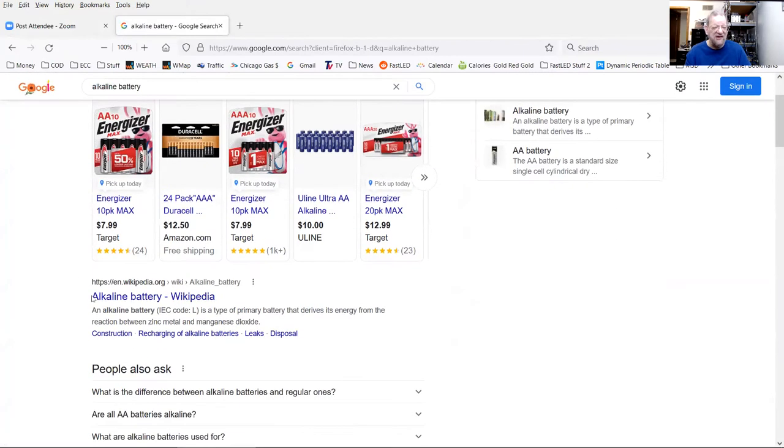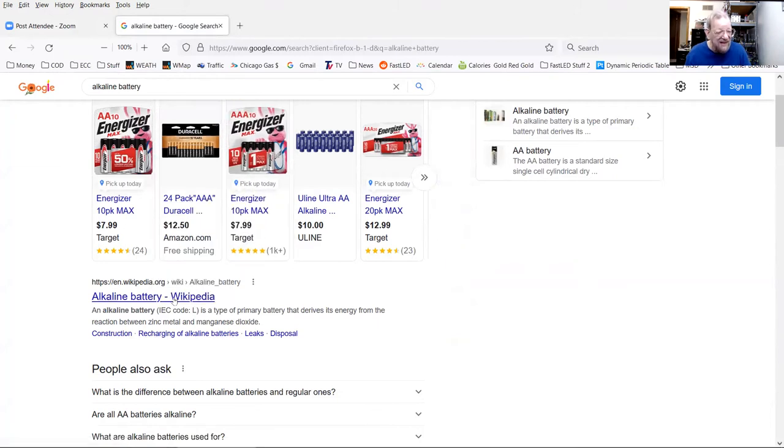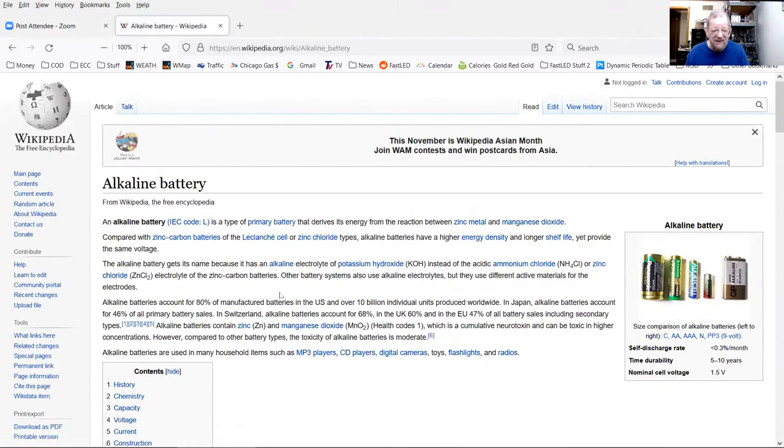And here you see the Energizer Bunny. No, I'm not going to get my drum out and start beating it. And here you have a whole thing on Wikipedia.